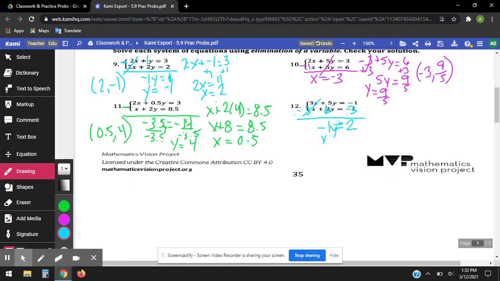And so that means y equals negative 2. So if I'm going to plug that into my original, x plus 2 times negative 2 equals negative 1. x plus negative 4 equals negative 1. Well, we'll just go ahead and show the work. Plus 4, x equals positive 3. So my coordinate would be 3 comma negative 2 for this one.